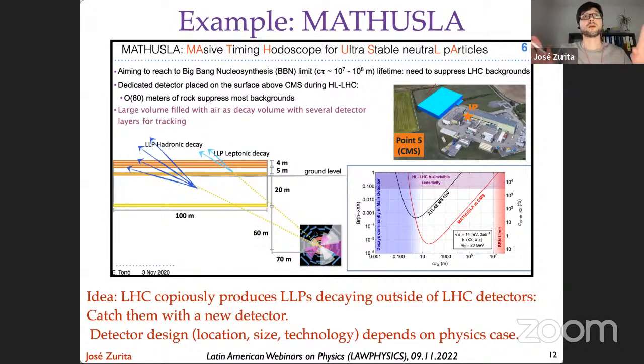The idea is incredibly simple. The LHC can produce a lot of particles because it has a very large energy range, up to 14 TeV. It's one of our best sources of long-lived particles. And the only thing we need to do, if these particles are neutral and get out of the detector and decay afterwards, is put a detector somewhere to catch them. How, which technology, how large, where, depends on what your physics case is. But this is the idea behind these detectors.